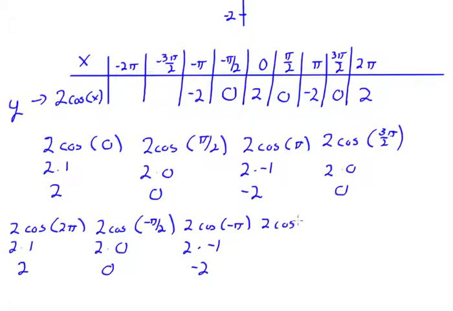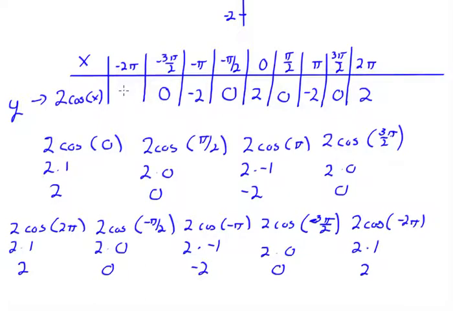2 times the cosine of negative 3 pi over 2. That is, again, a 0, so 2 times 0 is 0. And we've got one more point to work out. 2 times the cosine of negative 2 pi. That'll be 2 times 1, or 2.